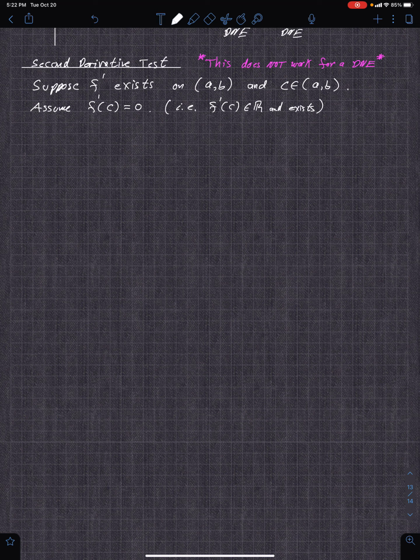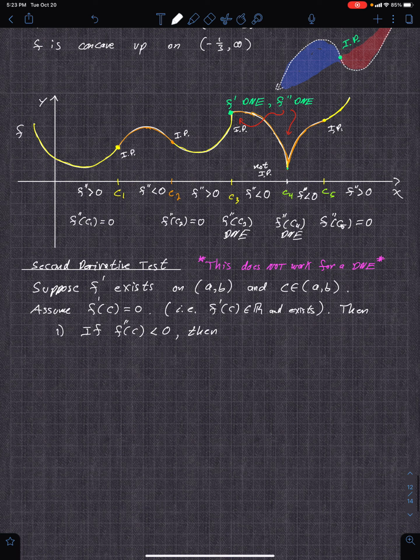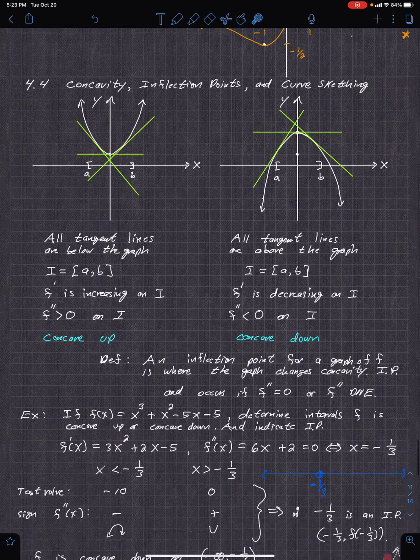Okay, so assume that, and then we get 1: if f double prime of c is less than 0. What do you think you can say? Okay, so you have this case right here, well, that was the only case. So this case f double prime is less than 0, and you have f prime equal to 0. So what does that tell you about that point? It tells you you have a local maximum.